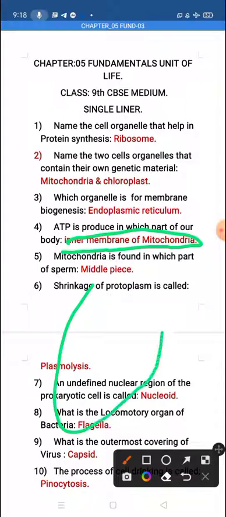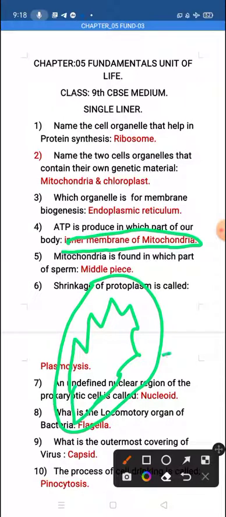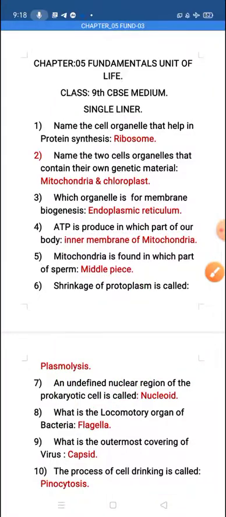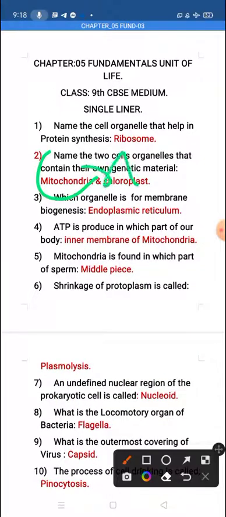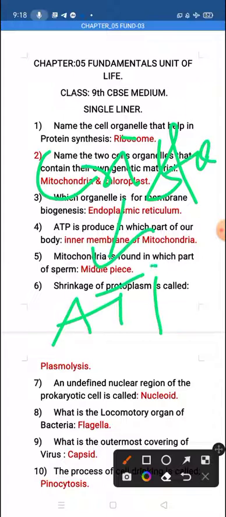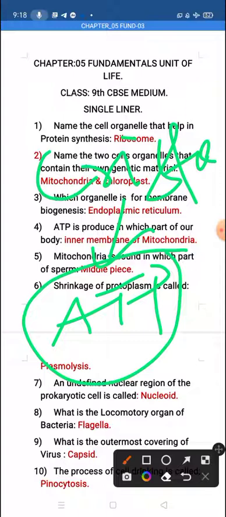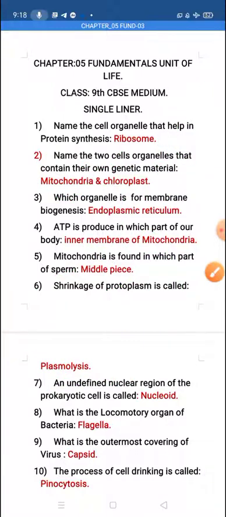Mitochondria is a double-membrane organelle. In its structure there is an outer layer and an inner layer. The inner layer has folding, and this folding is called cristae. On the cristae region, ATP is produced. The inner membrane of mitochondria helps in the formation of ATP.